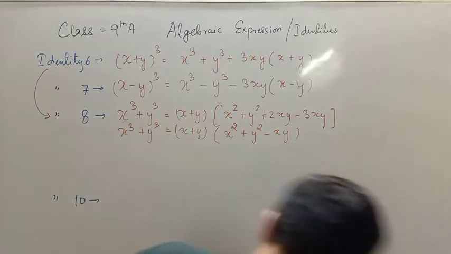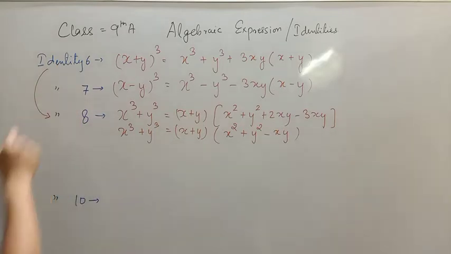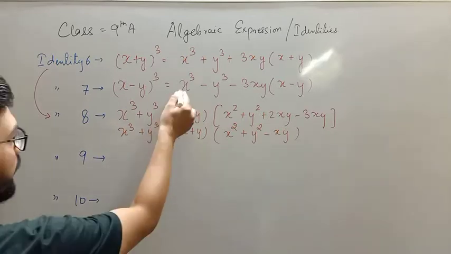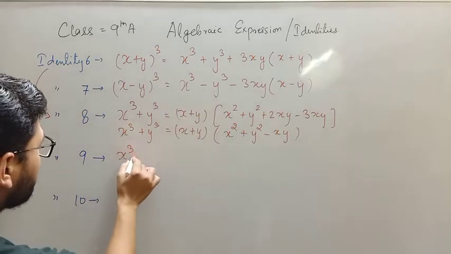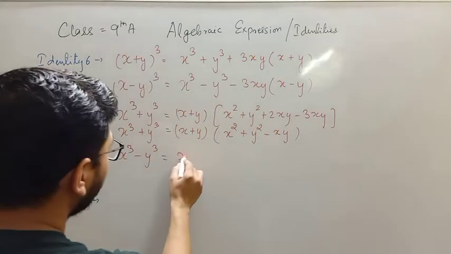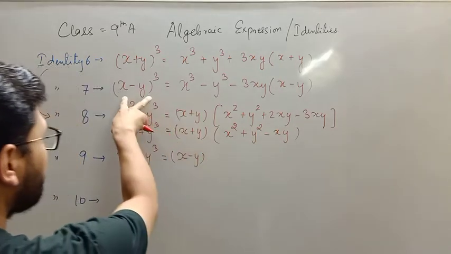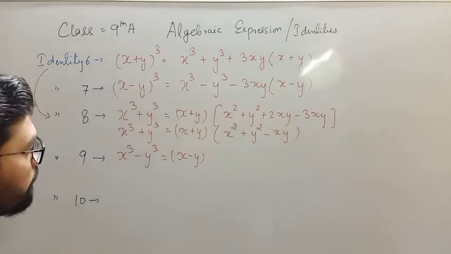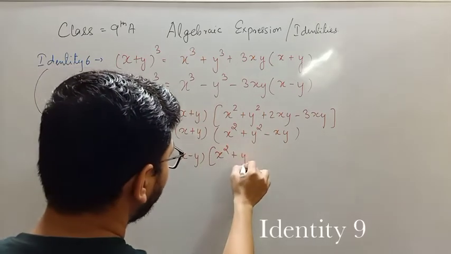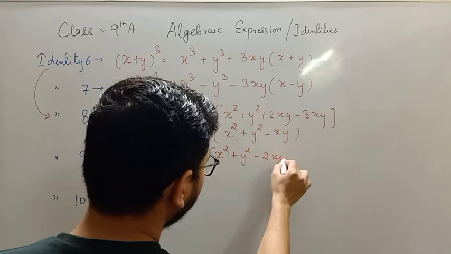Similarly you can find an identity using identity 7. And what is this identity? x cube minus y cube. x cube minus y cube can be written as x minus y. I have just taken x minus y common from these two terms. In the bracket what I'll get? x square plus y square minus 2xy.